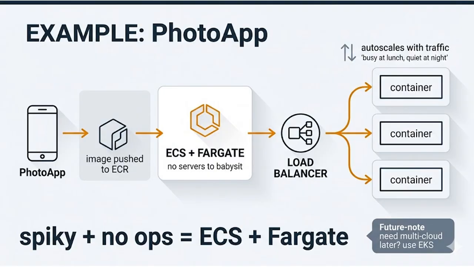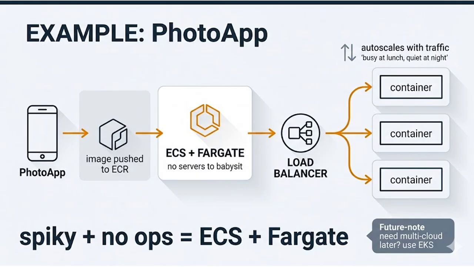Let's anchor it on PhotoApp. We package the web app into a container image and push it to ECR. We don't want to babysit servers, and our traffic is spiky, busy at lunch, quiet overnight, so we run it on ECS with Fargate. We define the task, the image, its CPU, and memory, and ECS keeps the right number of copies running behind a load balancer, scaling them up and down with traffic automatically. No EC2 servers to patch, no Kubernetes to learn, pay only for the tasks actually running.